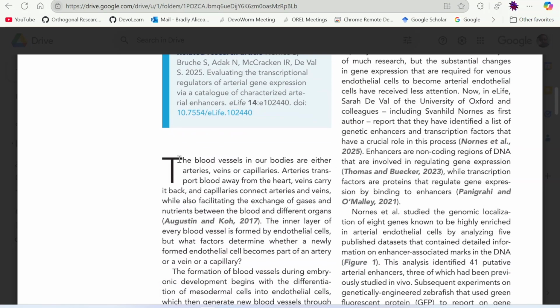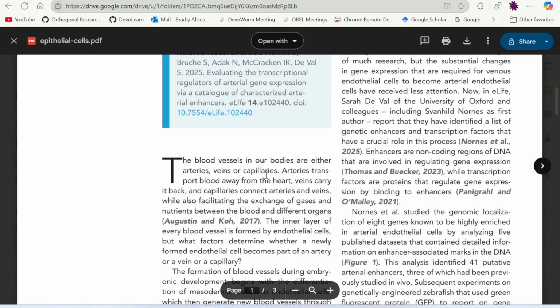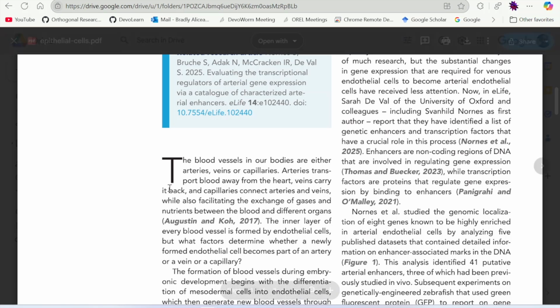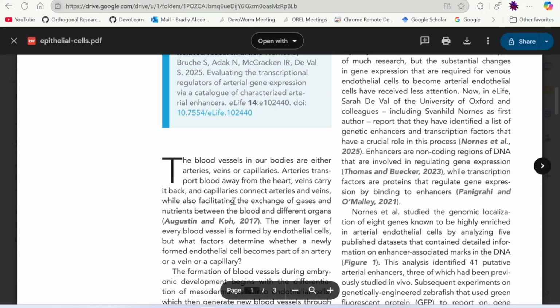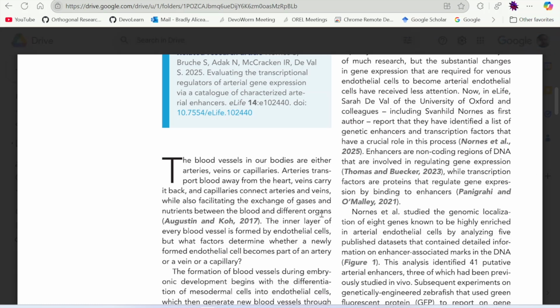And so they kind of talk about the blood vessel system. The blood vessels in our bodies are either arteries, veins, or capillaries. Arteries transport blood away from the heart, and veins carry it back, and capillaries connect arteries and veins, also facilitating the exchange of gases and nutrients between the blood and different organs.